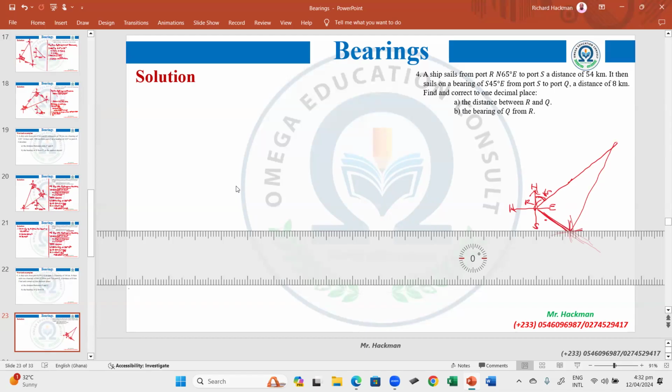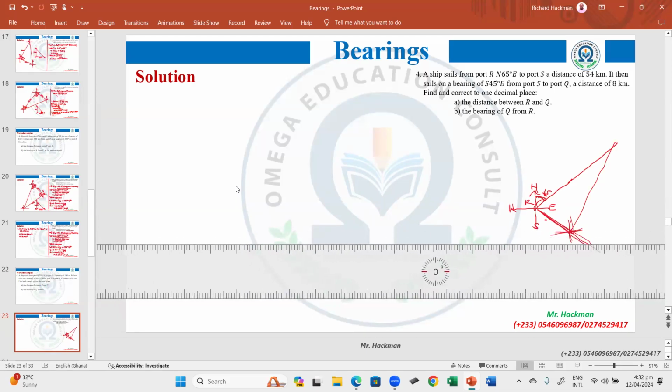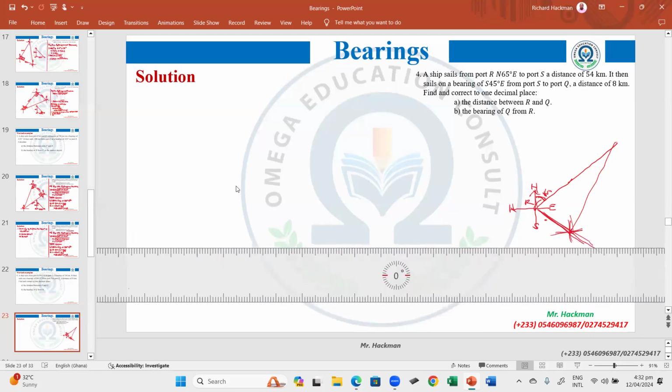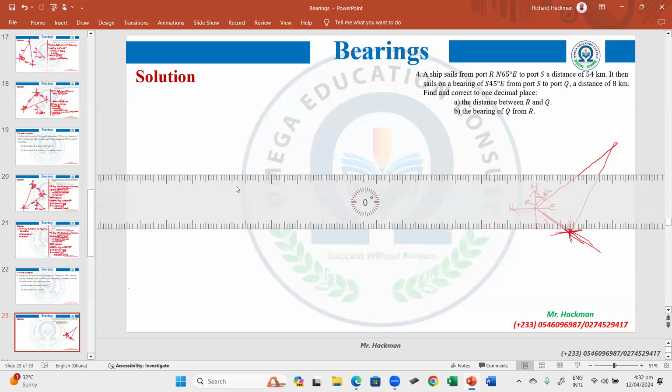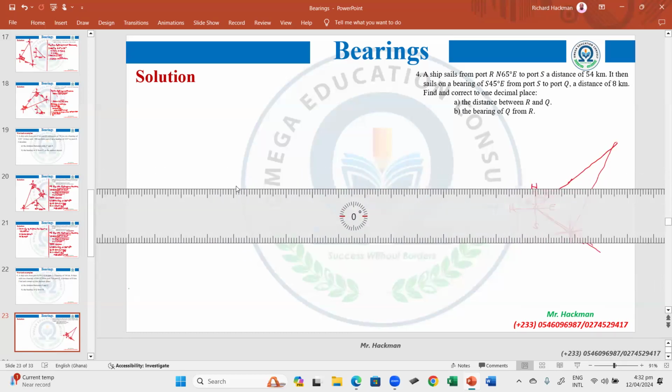So from port R to port S, S will be somewhere up there. So I know the picture, and I'm going to have this situation. I'll come down a little. So, draw.